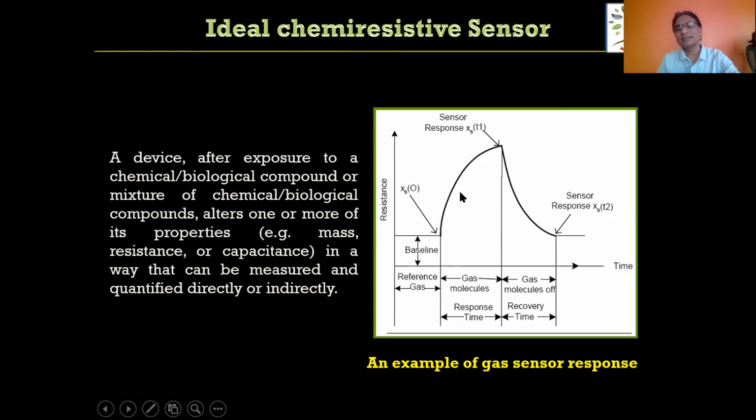This is a typical case in which we have shown that resistance is increased. You can see the increasing resistance whenever you expose your material to the desired concentration of gas analyte. Initially resistance will start increasing, and later on it is going to be saturated. Once it is saturated, you have to remove the gas analyte. The time required from onset of the gas analyte to saturation is called the response time.